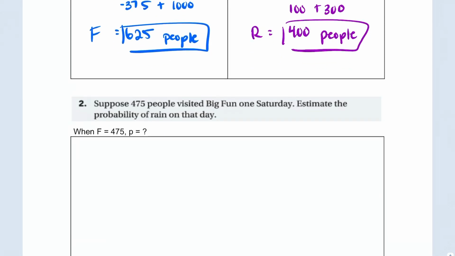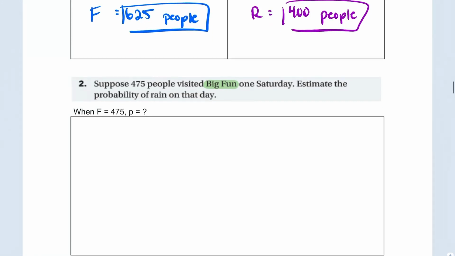Suppose 475 people visited Big Fun one Saturday. Estimate the probability of rain on that day. So some keywords here. Suppose 475 people visited Big Fun one Saturday. Estimate the probability of rain on that day. So when F equals 475, what does P equal? So let's rewrite our equation here. F is equal to negative 7.5P plus 1,000.